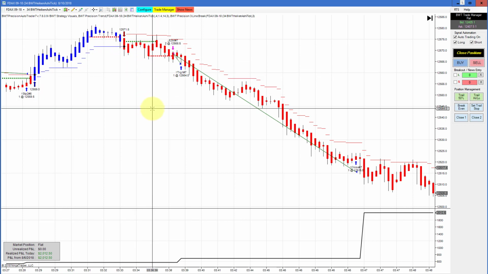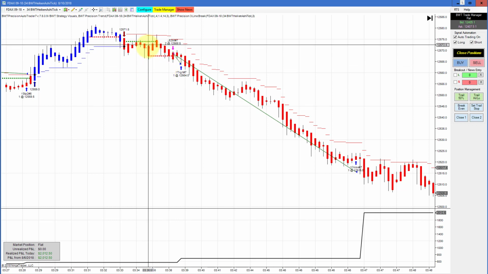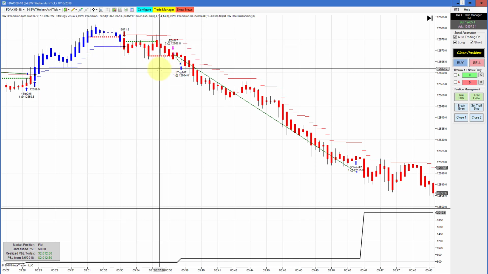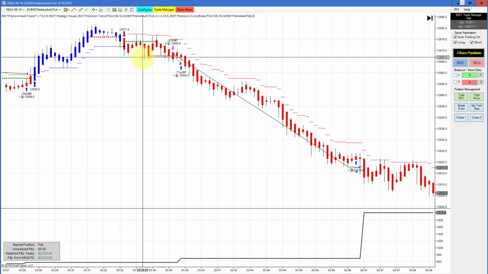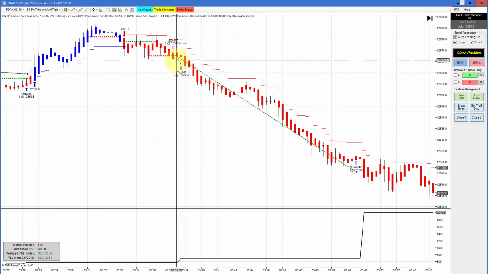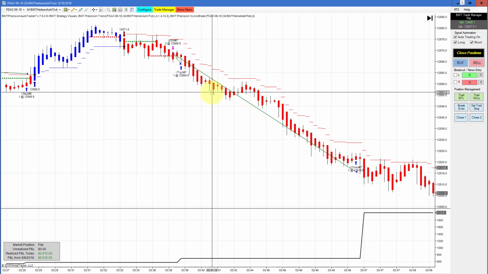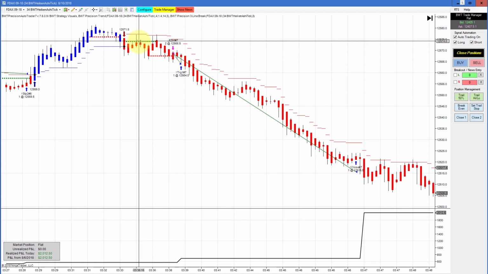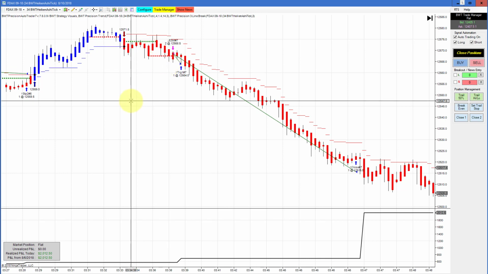The way we have this set up is the line break signals are filtered by the trend indicators. That means we can only go short if we have a line break signal to go short and the bars are red. Therefore, when you see a reversal line break signal like the green dots here, this is ignored because we don't have blue bars.